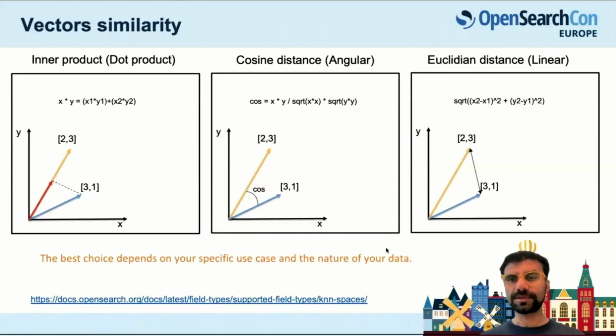OpenSearch supports multiple distance calculations, also known as space types. You can measure the angular distance using cosine similarity or linear distance using Euclidean distance. There is a link for the entire set of distance calculations supported by OpenSearch on this slide. The key takeaways for distance: the choice of your distance space affects how nearest neighbors are determined during searches. The best choice will depend upon your specific use case and the nature of your data. The space type is specified when creating an index.